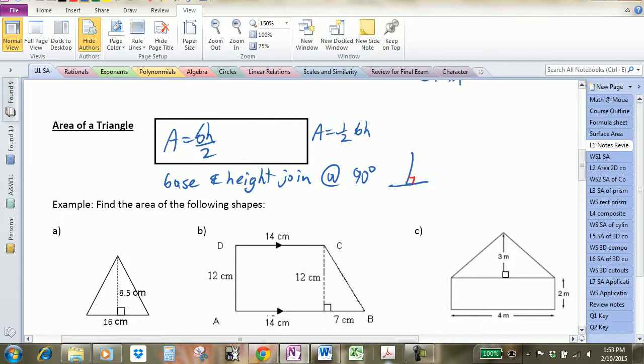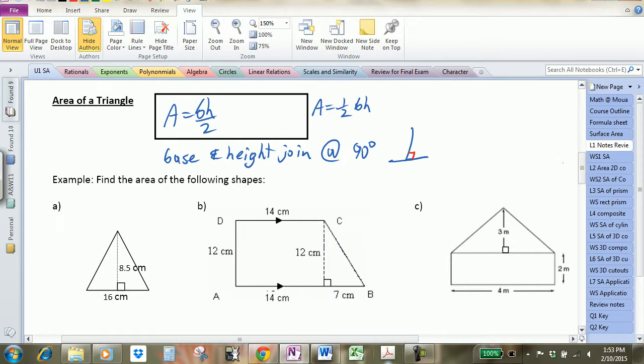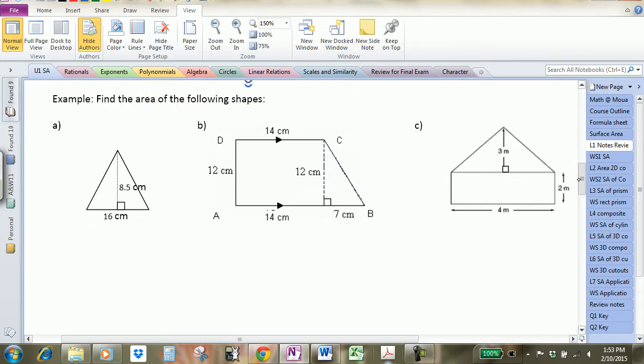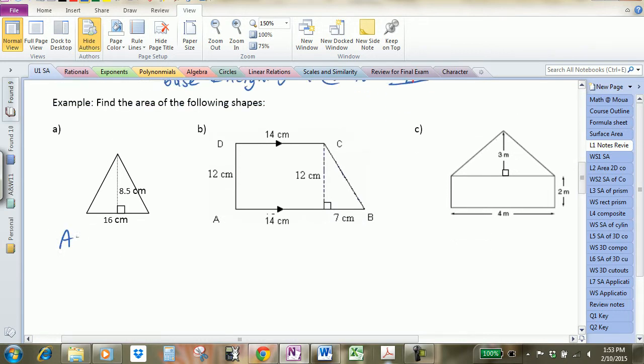Does it matter which one's the base, which one's the height? No. It's like 2 times 5 and 5 times 2. Same thing. You can also divide by 2 at the beginning and then multiply. Okay. So here, the formula is base times height divided by 2. Substitute it in, 16 times 8.5 divided by 2.